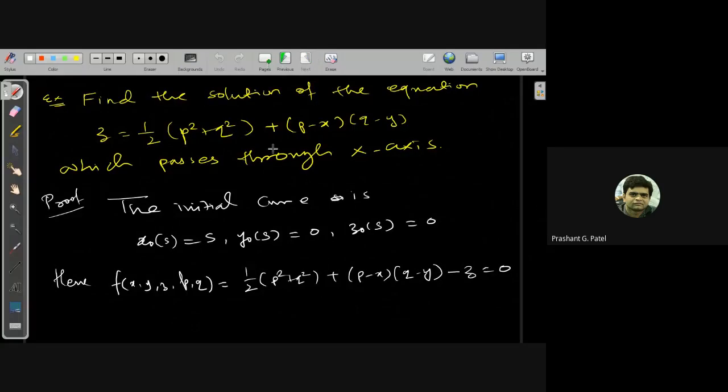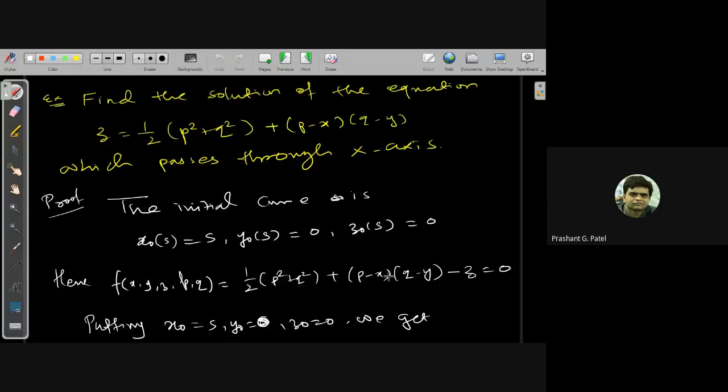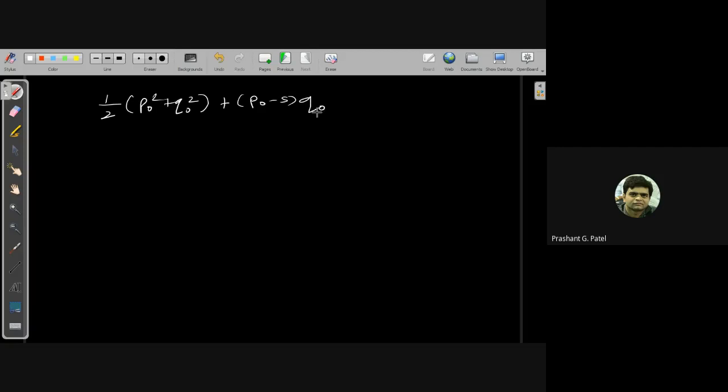So what we'll get if I substitute these values: putting x0 = s, y0 = 0, and z0 = 0, we get 1/2(p0^2 + q0^2) + p0 - s q0 - 0 - 0 = 0. Here it is p minus x times q, so it is (p0 - s) times q0 minus 0, and that is equal to 0.